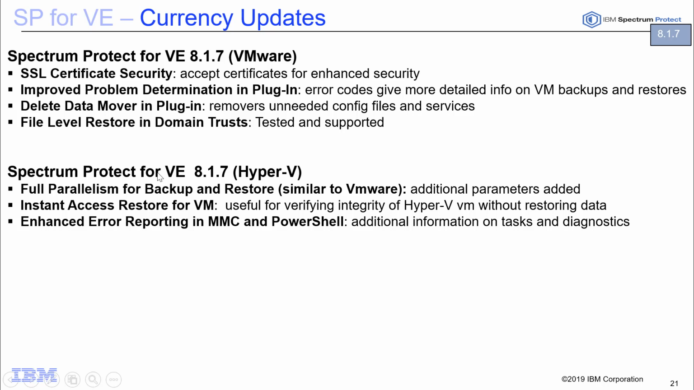Spectrum Protect for VE for Hyper-V. We have full parallelism for backup and restores, which is similar to what we've supported previously in VMware, and we've added some additional parameters to that. We also have instant access restores for virtual machines, just like we had in VMware, and this is going to be useful if you're looking to verify the integrity of a Hyper-V VM backup without having to restore that data. You can access it directly from its backup location. We also have some enhanced error reporting in the MMC and PowerShell, and that gives additional information on tasks and diagnostics.